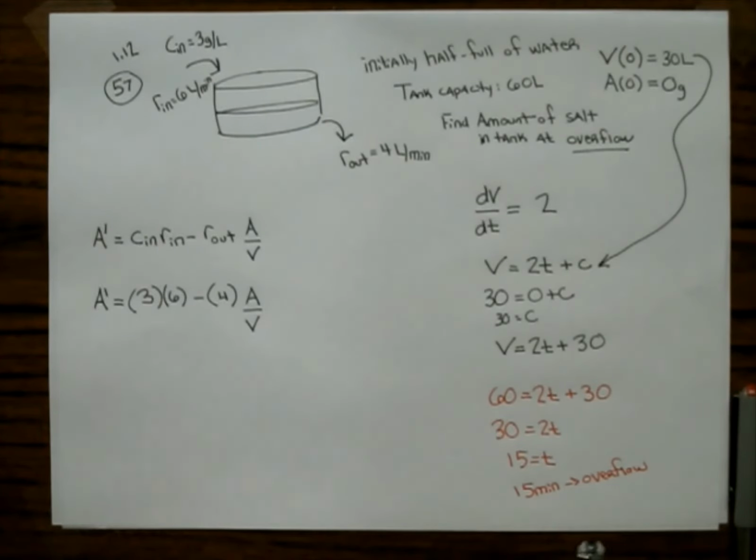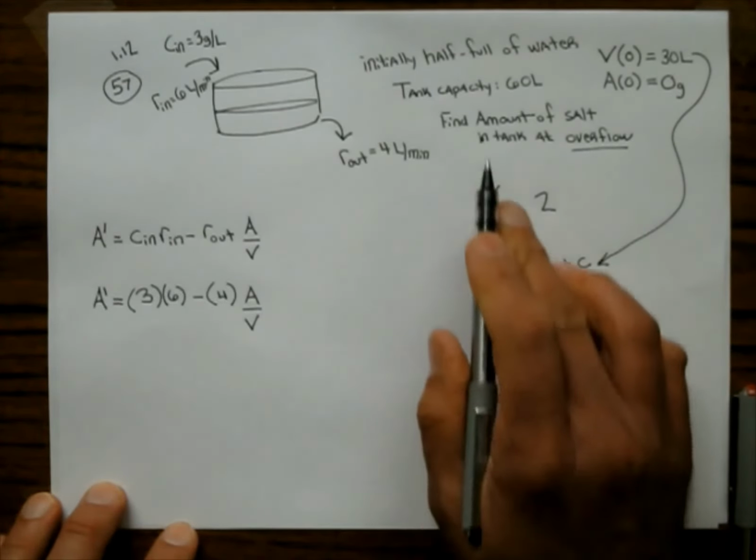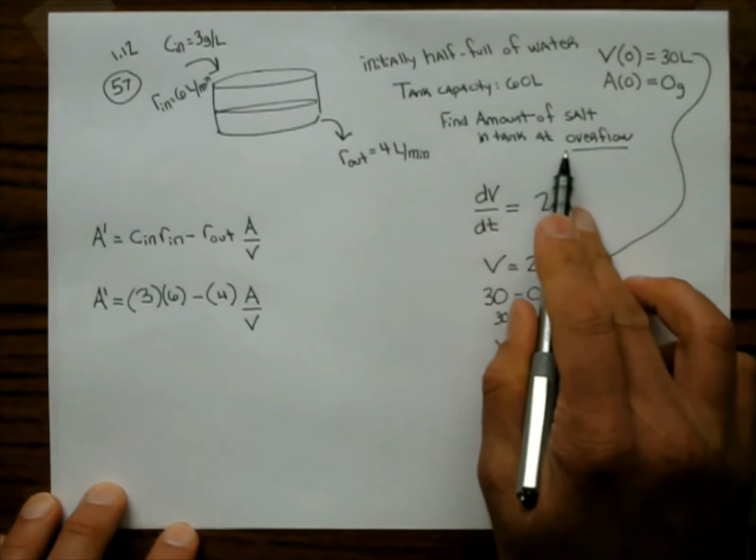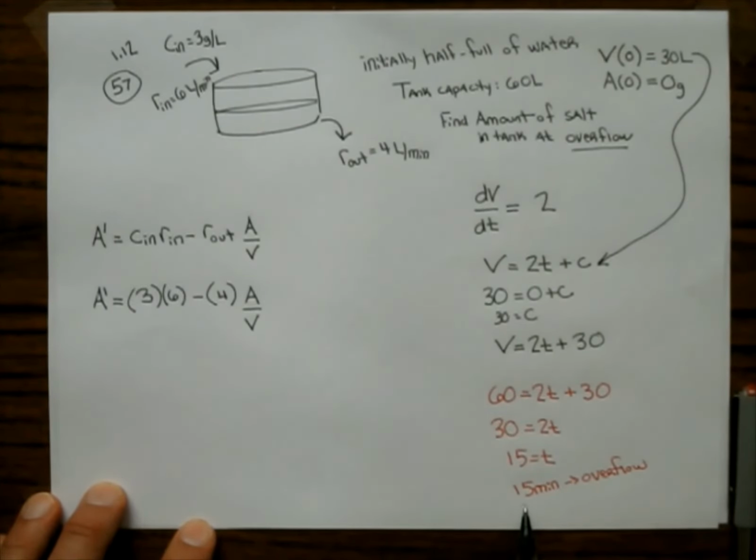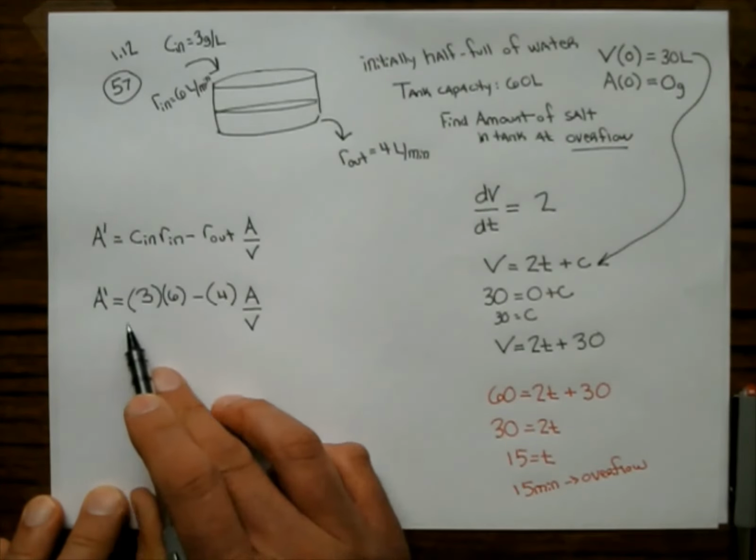Okay, we'll come back to that. We're going to need that because really what we want to find is the amount of salt in the tank at overflow. We're going to be going A of 15 to find our final answer. But to go A of 15, we need to know what A is, and to find out what A is, we need to solve the differential equation.